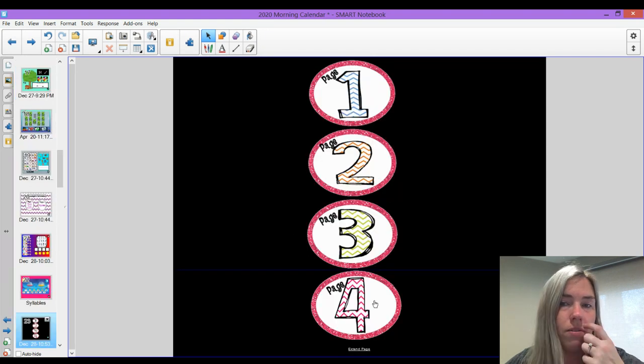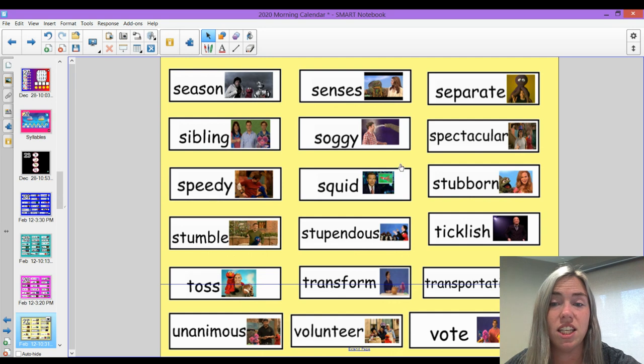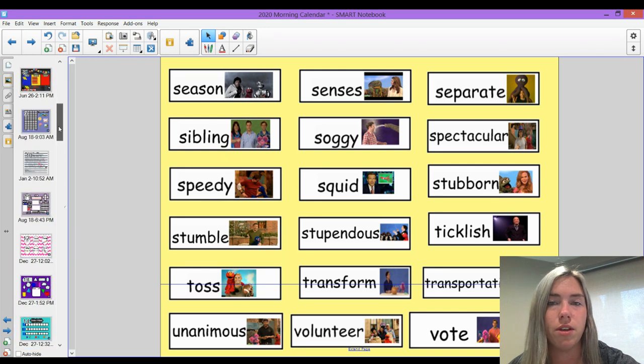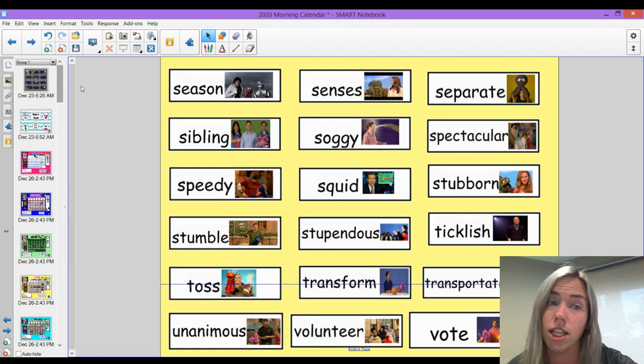Vocabulary word of the day is squid. Squid. What do you think a squid is? I think most of you will know that one. Check it out on our linked vocabulary word underneath this link.